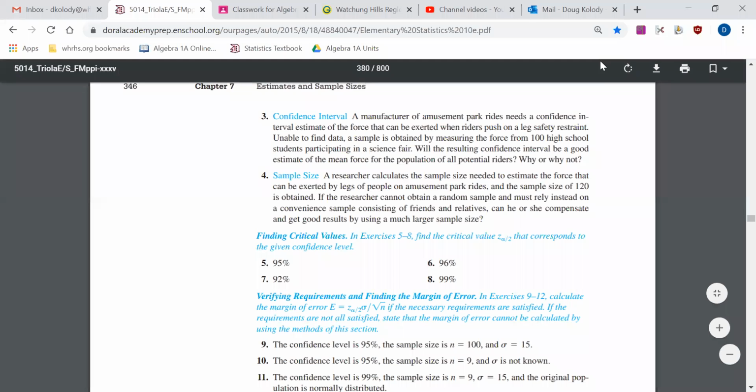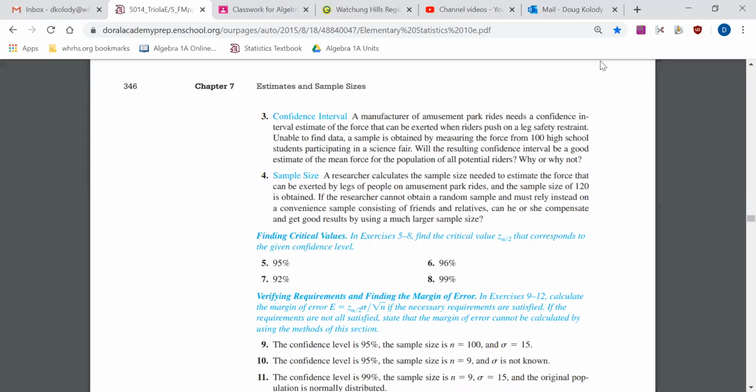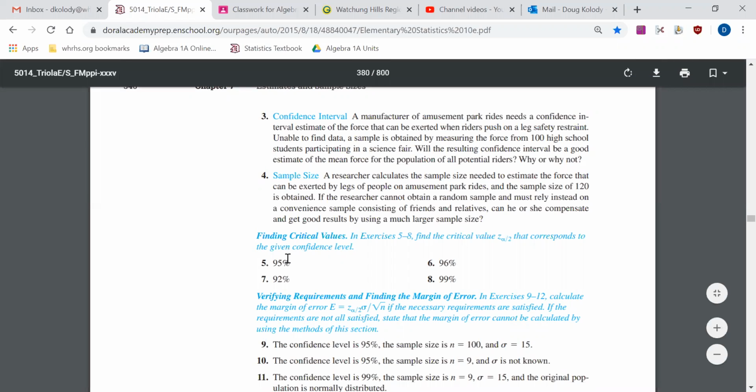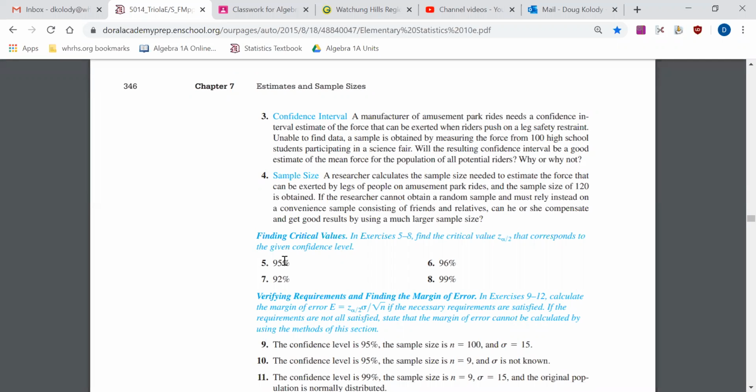Here we go, everybody. Homework answers for the first day of Unit 4. We had to do 5, 6, 7, and 8. And it says for exercises 5 through 8, find the critical value that corresponds to the given confidence level. Okay, so let me go to the homework.